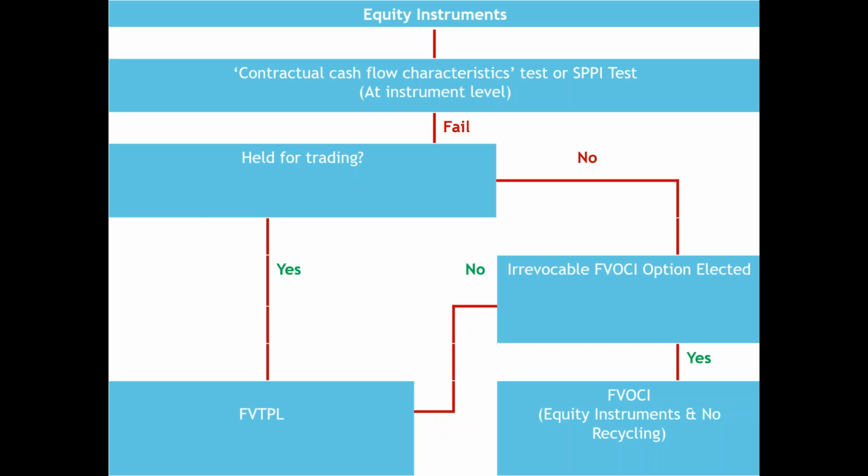So if you say, yes, I want it at fair value through other comprehensive income, then there can never be any recycling. It means that all changes in fair value will be in the reserve. All changes in fair value will be in other comprehensive income. Even when you sell these shares, that profit on sale will not be in retained earnings. It will be in other comprehensive income.